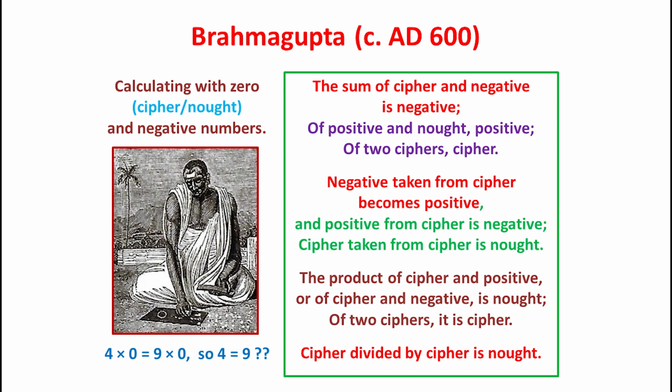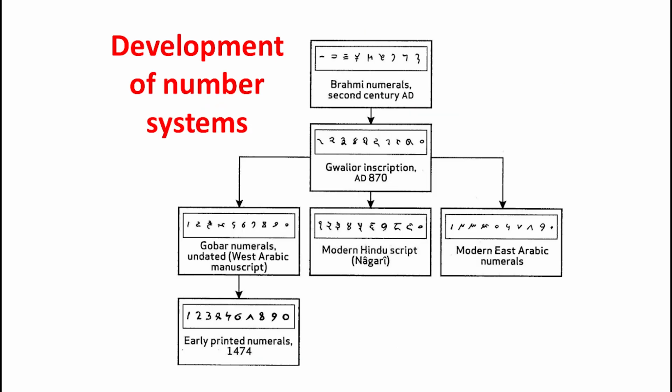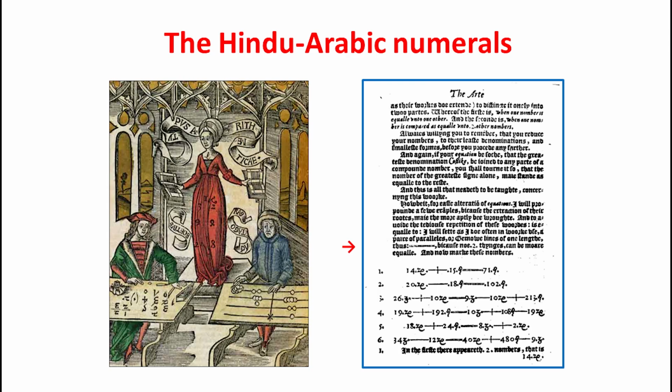This is forbidden because if we cancel the zeros in an equation like 4 times 0 equals 9 times 0, we get 4 equals 9, which is nonsense. Here's how our number systems developed over the centuries, leading to the numerals at the bottom, which we can clearly recognize. Also developing were the Arabic numerals on the right, which are still used in countries of the Middle East. But it took many centuries before what we now call the Hindu-Arabic numerals were fully established.